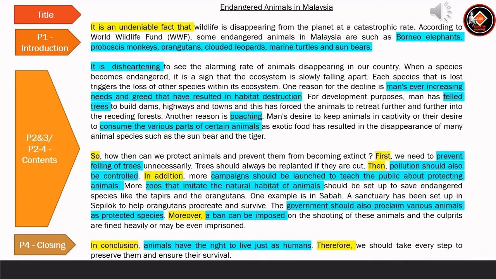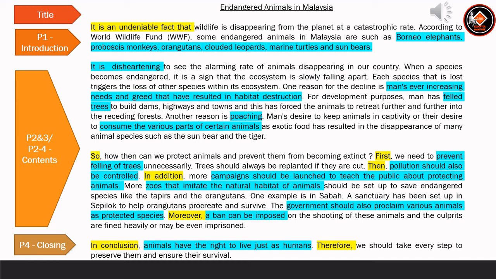Endangered animals in Malaysia. It is an undeniable fact that wildlife is disappearing from the planet at a catastrophic rate. According to World Wildlife Fund, WWF, some endangered animals in Malaysia are Borneo elephants, proboscis monkeys, orangutans, clouded leopards, marine turtles, and sun bears. It is disheartening to see the alarming rate of animals disappearing in our country. When a species becomes endangered, it is a sign that the ecosystem is slowly falling apart. Each species that is lost triggers the loss of other species within its ecosystem.